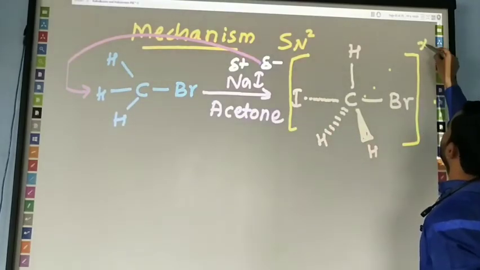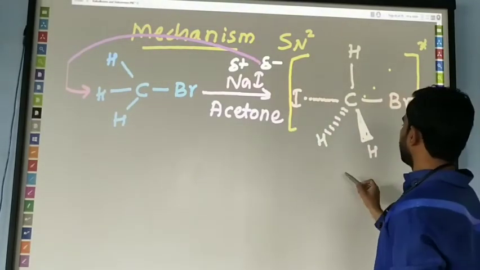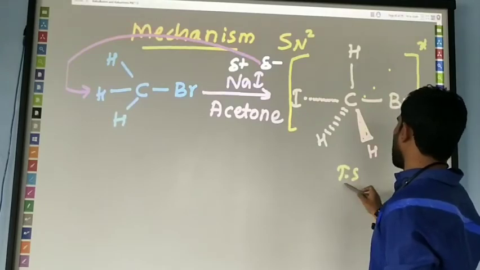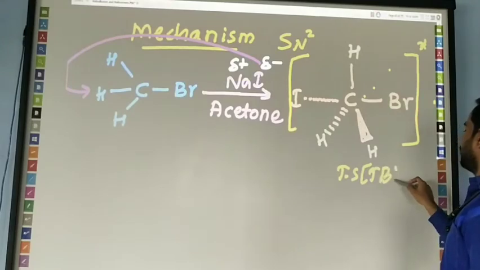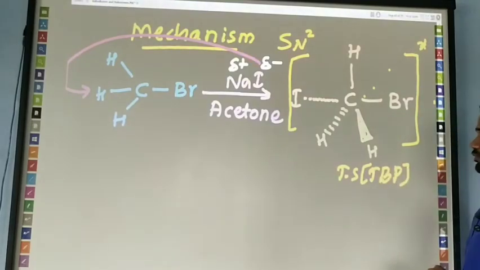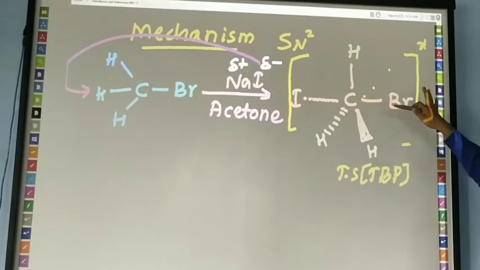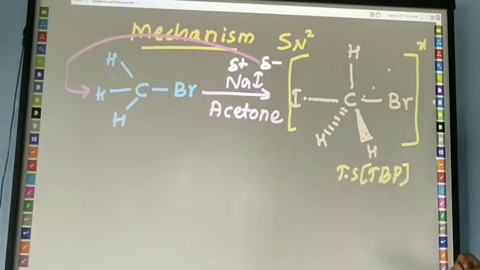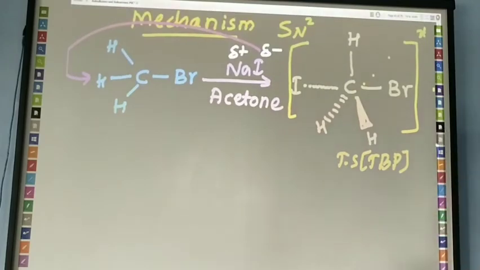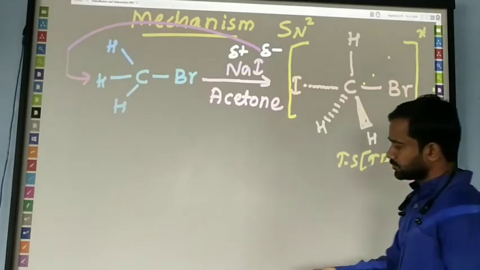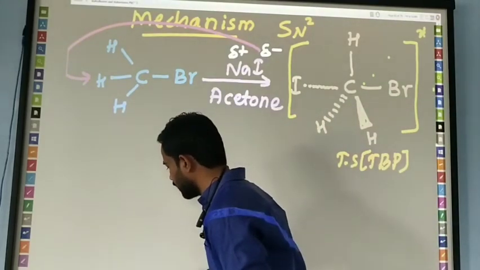Try to mark it with a star here. Why? Because it is a transition state having trigonal bipyramidal geometry. TBP geometry is going to be produced. This is a concerted mechanism. You have to remember that the SN2 mechanism always follows a one-step reaction. We already know that transition states are very unstable.